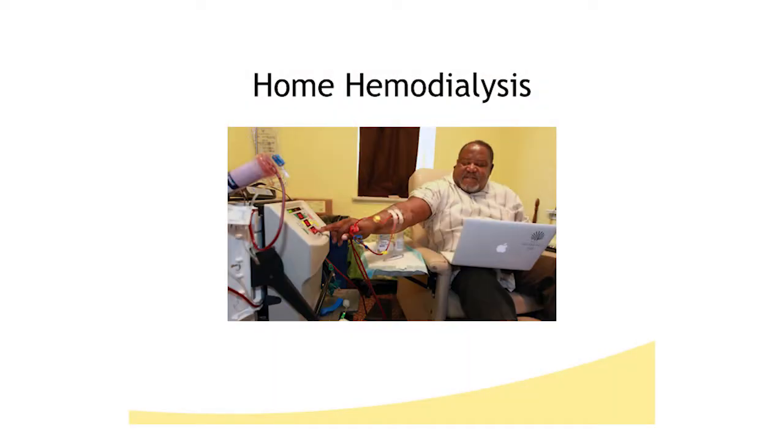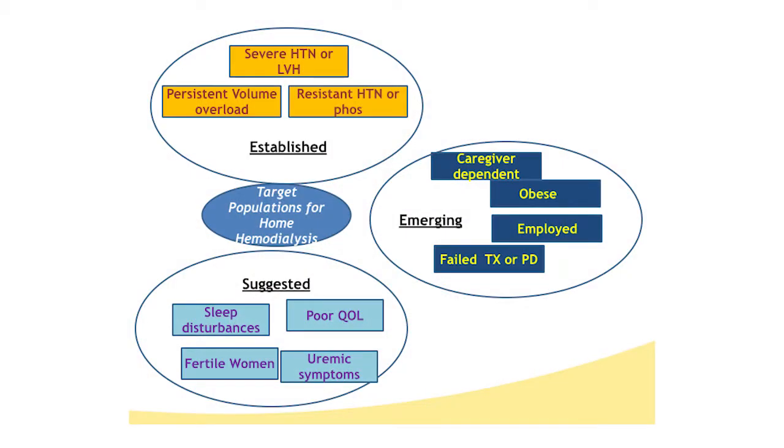And finally, I'm going to talk about home hemodialysis, which is the newest modality. It's up and rising in terms of prevalence, and there are many reasons for that. This is a little bit busy, and so I'm going to just take you through it. The established best patient candidates for home hemodialysis are those with severe hypertension or left ventricular hypertrophy.